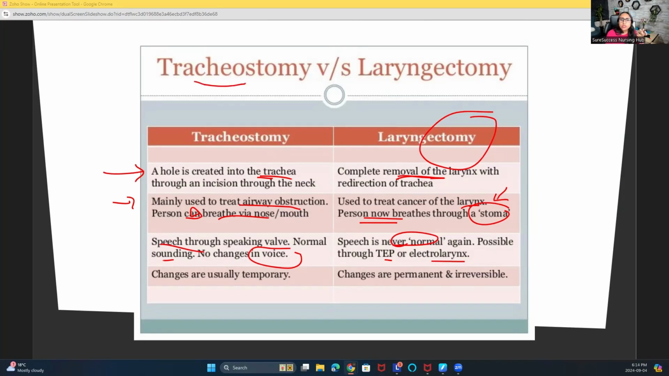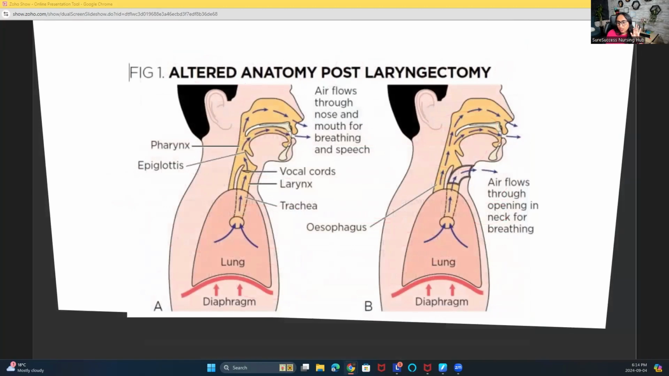So tracheostomy can be temporary, but once you have laryngectomy, it is permanent and irreversible. That is the thing with laryngectomy. So this one is about the laryngectomy airflow. This is the larynx. There is absolutely no connection with the nose and mouth.